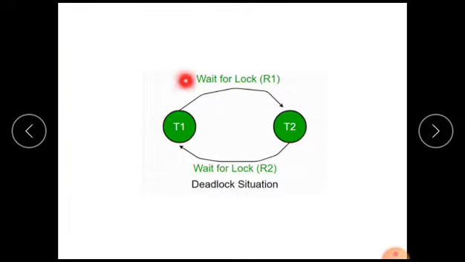So here we can see in the DBMS, in a database management system, in the term of process we use transaction, and here the transaction T1 and transaction T2. Transaction T1 is waiting for unlocking the resources by T2, and T2 is waiting for transaction T1 to release some lock on the resources. So there is a circular waiting condition between the transactions. This is known as a deadlock situation.